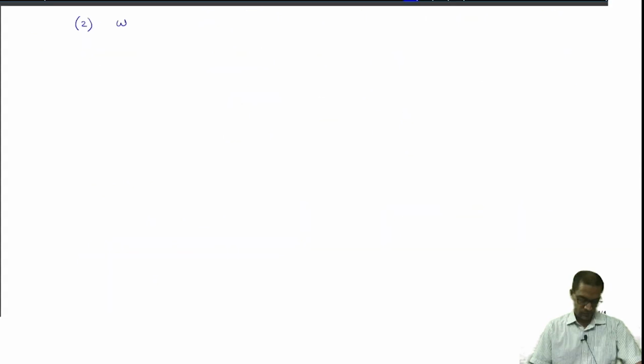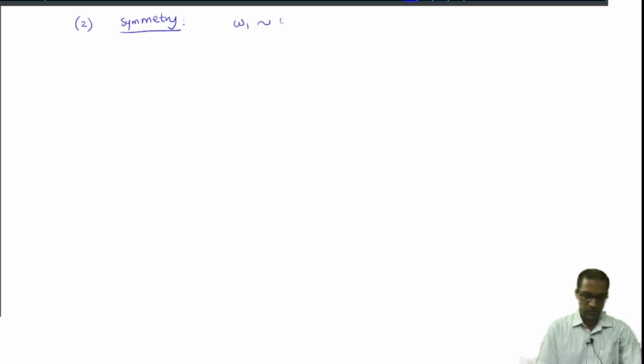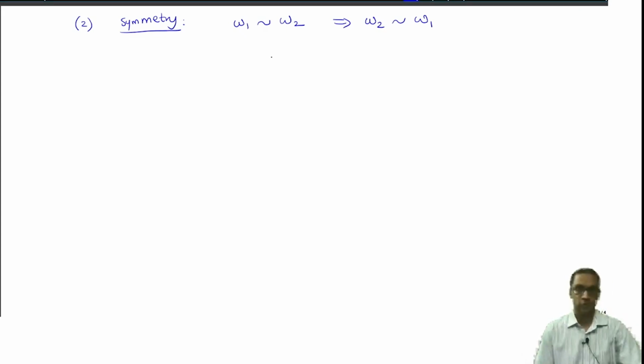Symmetry says that, so the second requirement of an equivalence relation is that it should be symmetric. So if W1 is equivalent to W2, then I need to show that this means W2 is equivalent to W1. But again, observe, this is why we had 8 basic rewriting rules and not just the first 4.